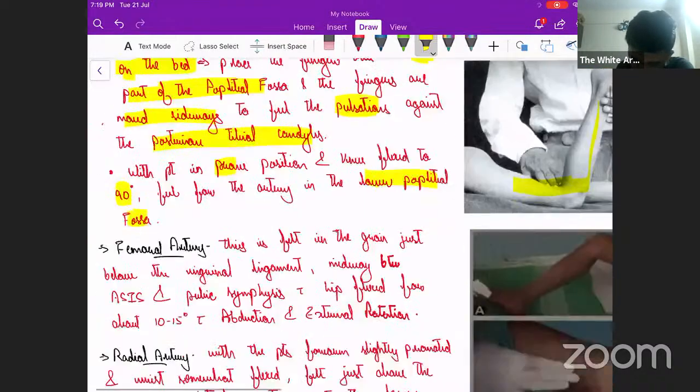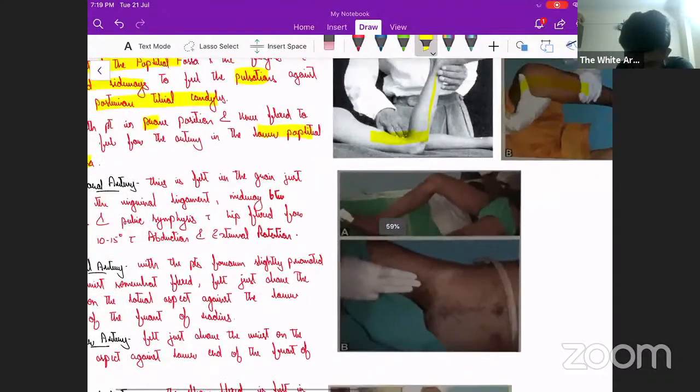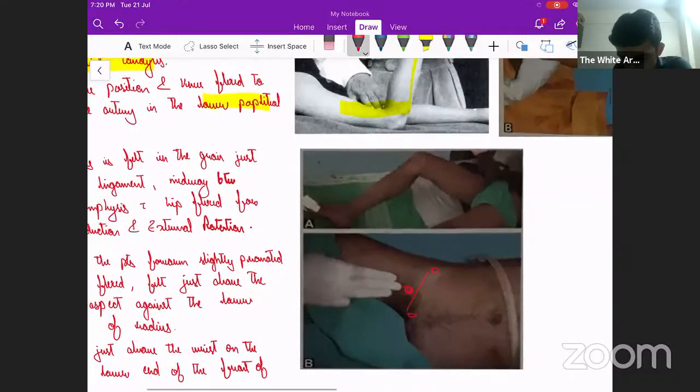Next is the femoral artery. What do we do? This is in the groin, midway between the anterior superior iliac spine and the pubic tubercle, where the inguinal ligament runs. Right below it, you go and feel for it. The best position is to slightly abduct the foot with external rotation. External rotation with slight abduction gives a better way to palpate it.